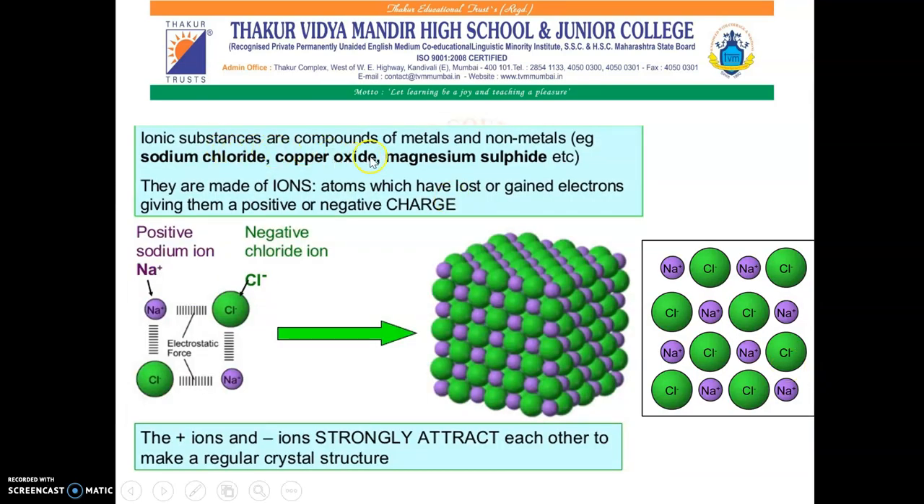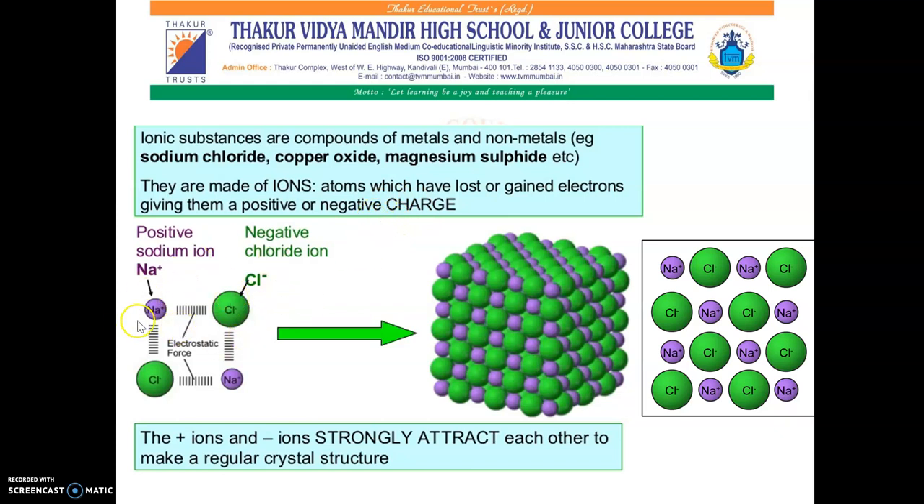Ionic substances are compounds of metals and non-metals. For example, sodium chloride, copper oxide, magnesium sulfide, etc. They are made up of ions, atoms which have lost or gained electrons, giving them a positive or negative charge. So the atom which loses an electron becomes the positively charged ion, that is cation, whereas the atom that gains an electron becomes a negatively charged ion, that is anion.